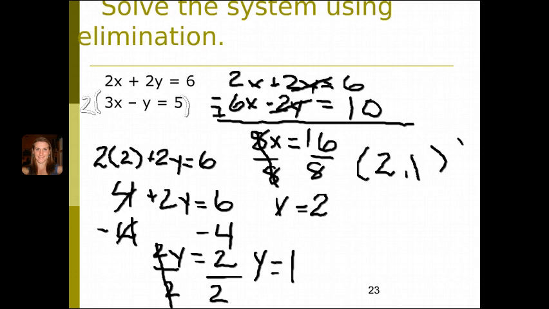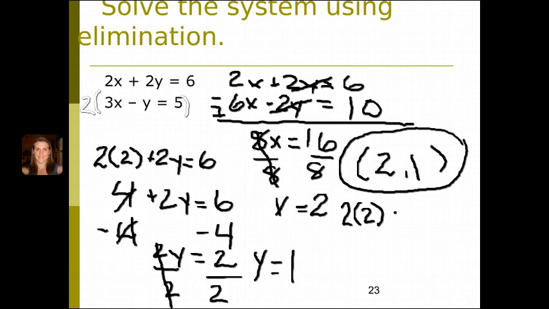We need to check to make sure that this works in both equations. So we would plug in our values. In our first equation, it would be 2 times 2 plus 2 times 1 equals 6. 2 times 2 is 4. 2 times 1 is 2. And 2 plus 4 equals 6. So it checks out in the first equation.